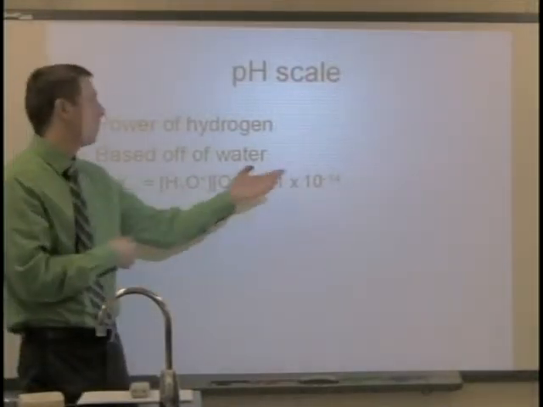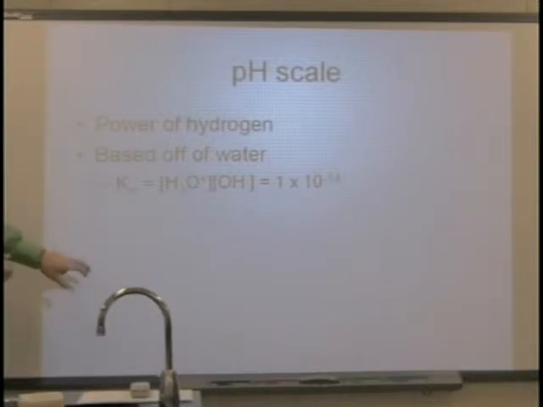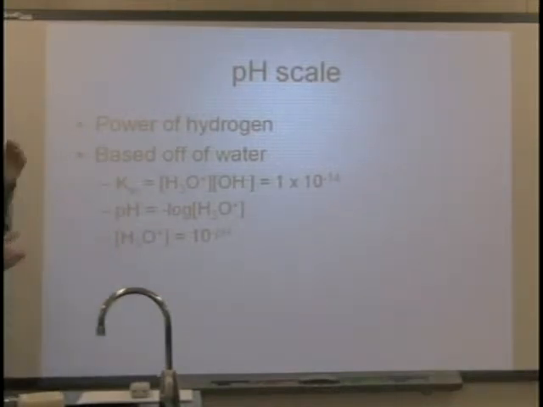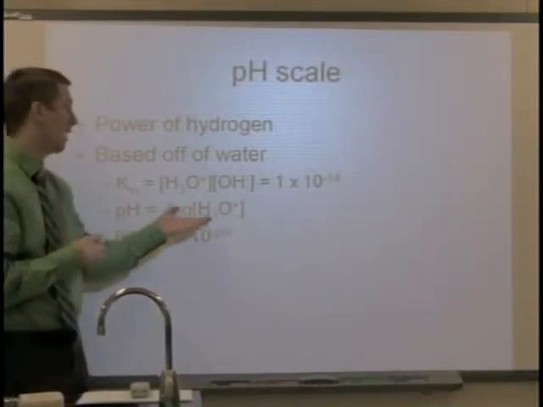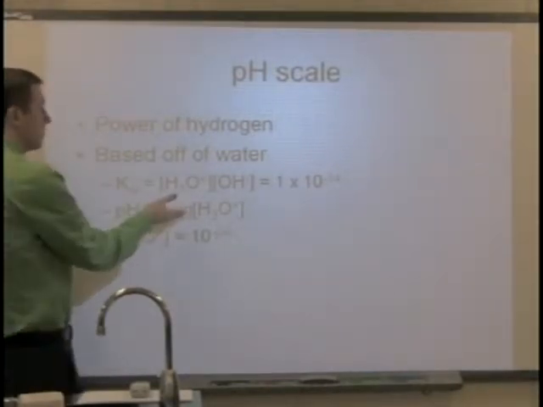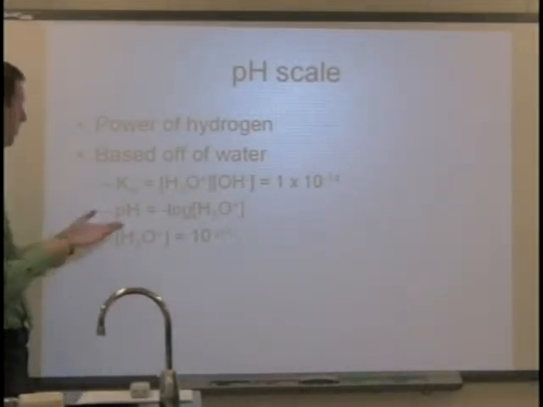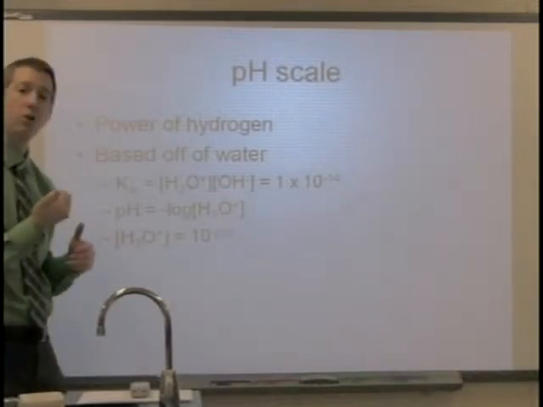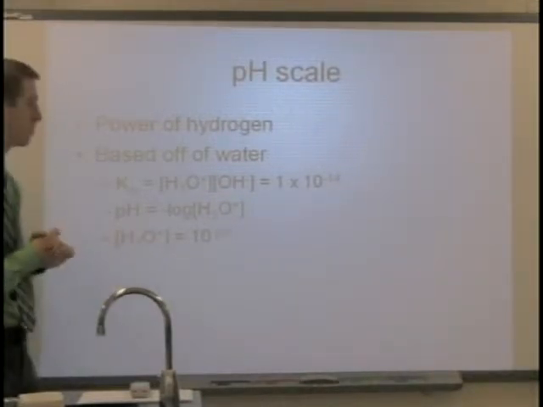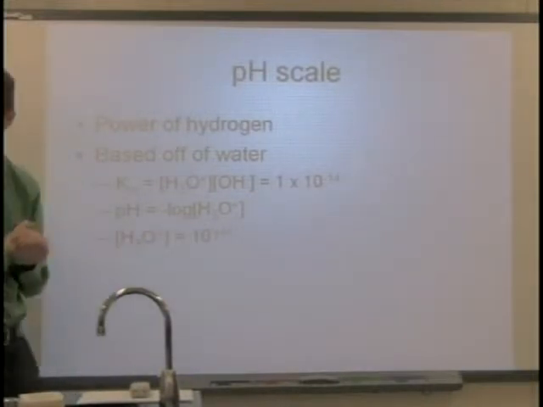So the Kw is 1 times 10 to the negative 14. The other equations we need to be aware of is pH equals the negative log of the hydronium concentration. So if I know the hydronium concentration, which for a strong acid is its molarity, I can just plug that into negative log of this equals the pH. On the other hand, if I know the pH and I want to know the molarity of the strong acid, or the hydronium concentration, it'd be 10 to the negative pH to give me that.